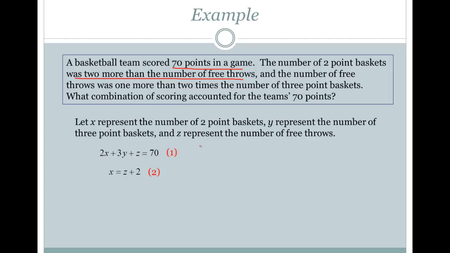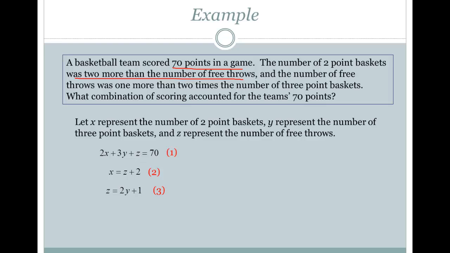The number of free throws, z, was 1 more than 2 times the number of 3-point baskets. z was 1 plus 2y. Again, break it down. The number of free throws was 1 more than 2 times the number of 3-point baskets. Okay, so you should be able to produce those 3 equations right there. Once I get to this, now I just have to figure out how to solve this system.